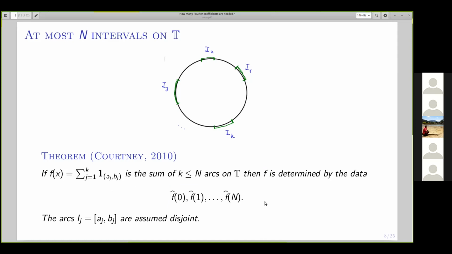So this is the theorem by Courtney, who proved it in 2010 using Blaschke products and some complex analysis machinery. And I'm going to show you a new proof, which is completely elementary. This is everything in this talk. There's essentially no analysis, just linear algebra. So how does this new proof go?